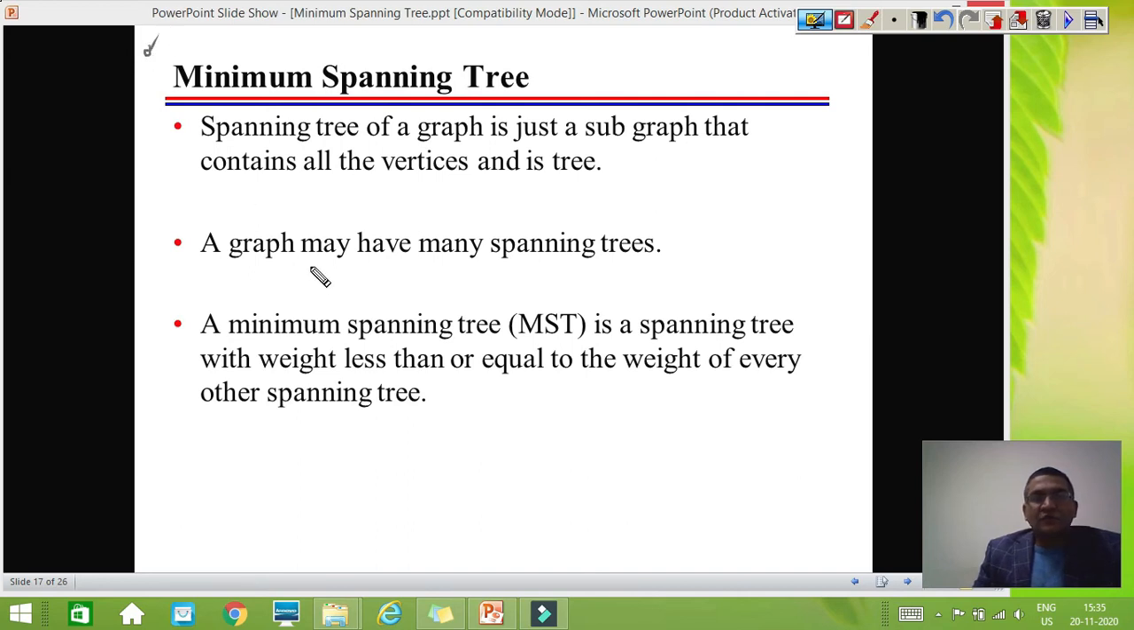Okay, so let us go through the definition of minimum spanning tree. We have already discussed that a spanning tree is a subgraph that contains all the vertices of a given graph, and we may have many spanning trees for any given graph. As an example, we have just discussed this figure: one spanning tree may be this, another spanning tree may be this. So likewise, many spanning trees are possible.